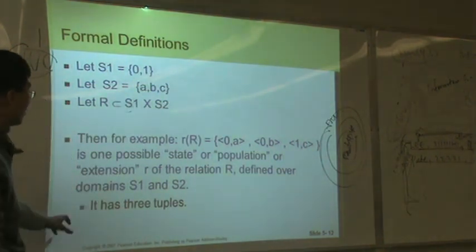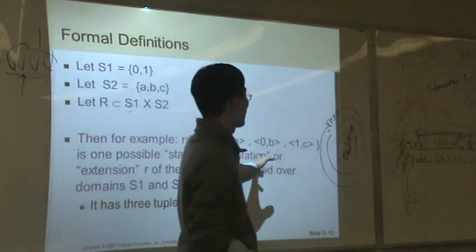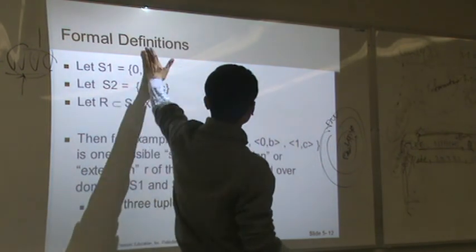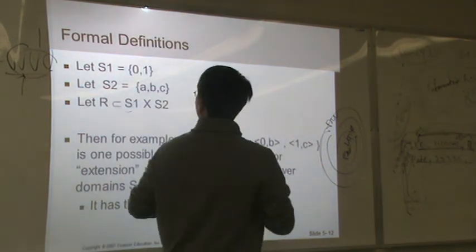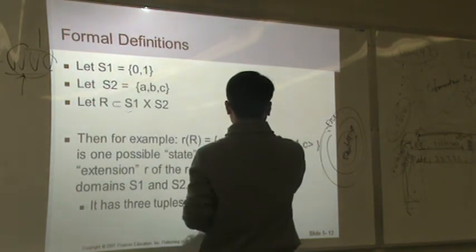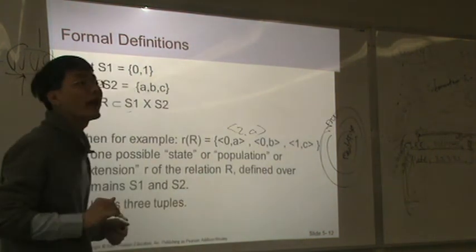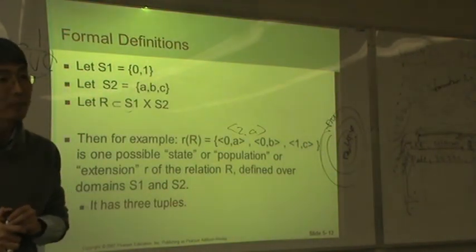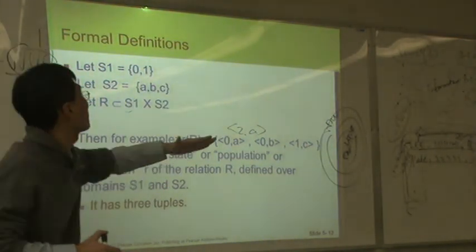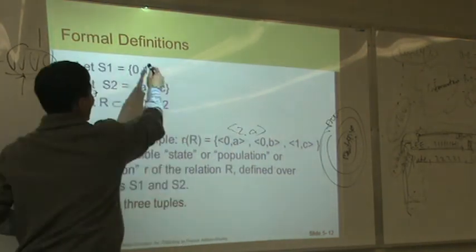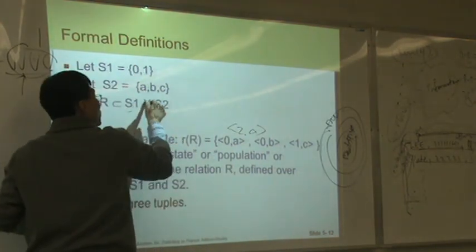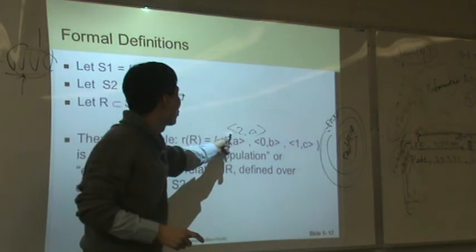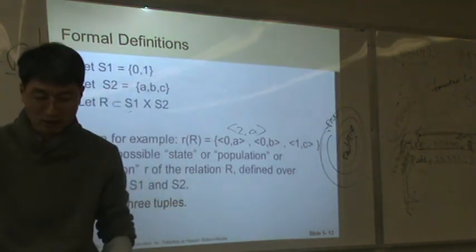So this is the example of a relation based on this domain. Okay. What about 2A? 2A is not a proper element or proper tuple. It's not possible. It should belong to the Cartesian product of S1 and S2. 2 is not in this domain.